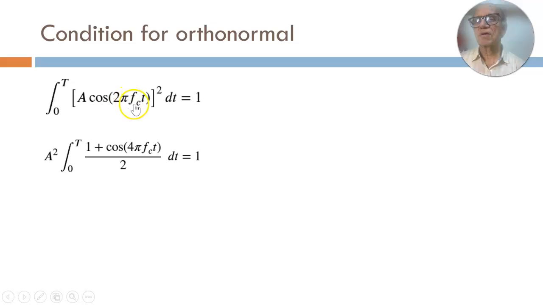So cos squared theta is (1 plus cos 2 theta) by 2. So we change this, the whole thing becomes squared. So this is A squared, and we want this to be equal to 1. Now when we integrate this, there are two terms. One is A squared by 2 and the other is A squared by 2 cosine function.